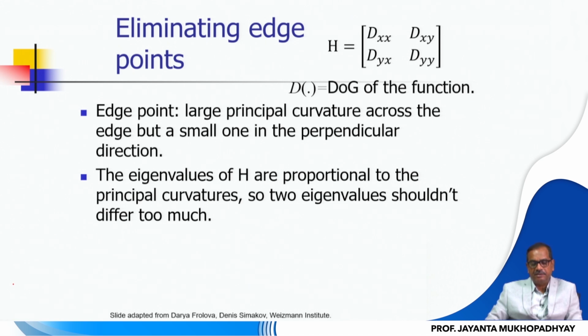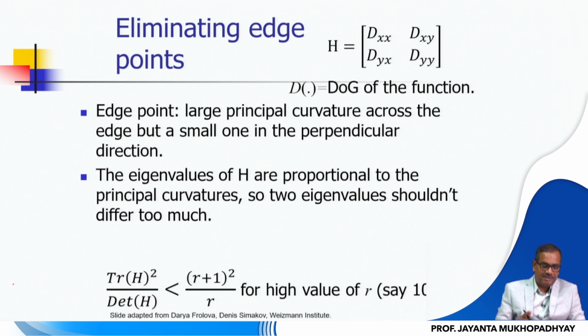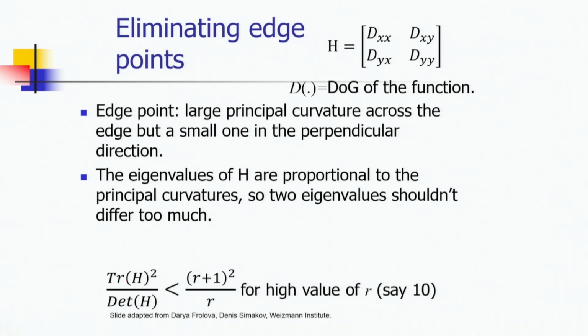So, the eigenvalues of H are proportional to the principal curvatures. So, the two eigenvalues shouldn't differ too much. This is what I was mentioning: determinant divided by trace. Instead, I did the opposite way, trace H divided by determinant H. So, this value should be low. For a high value of R, it should be less than this value. So, we only take those points whose value is less than this.